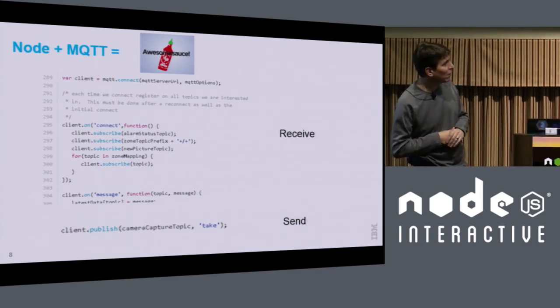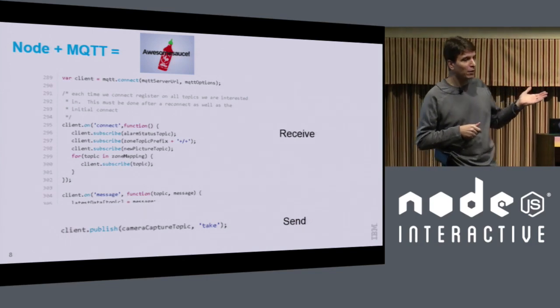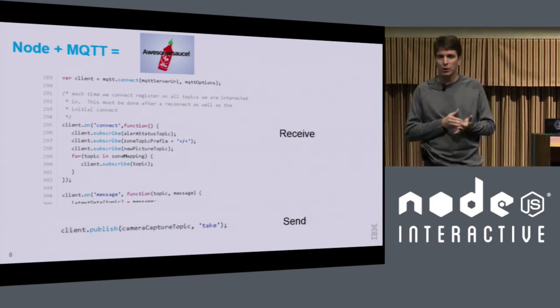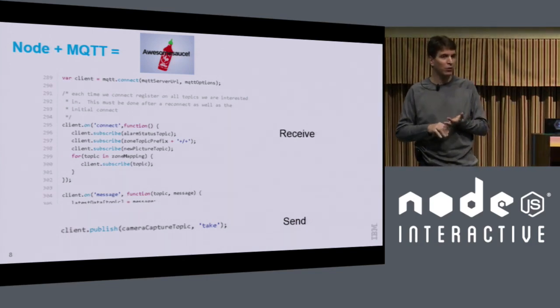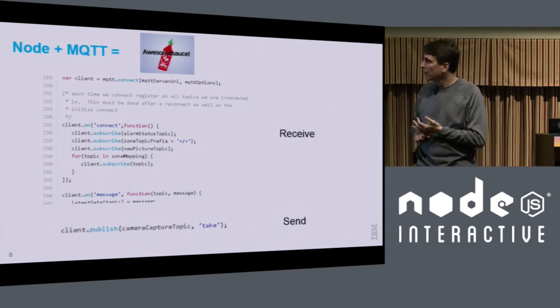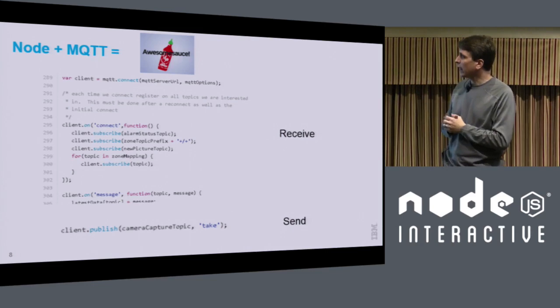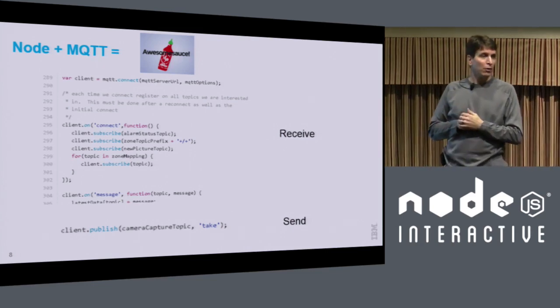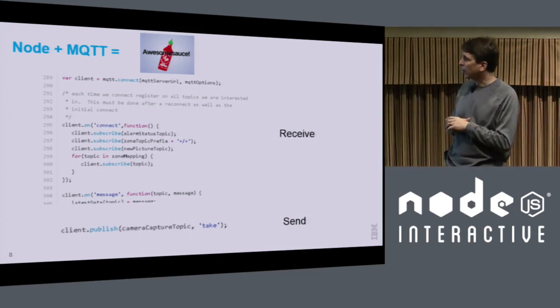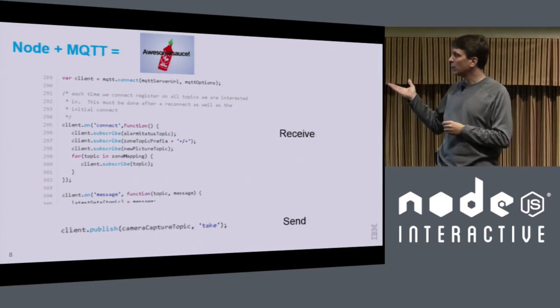So that's the very first line. I just really need to provide a URL and a number of options. Those options can include things like pointers to my certificates and so forth. Once I've done that, I want to register that when certain things happen, like when I actually connect, I want to subscribe to particular topics.